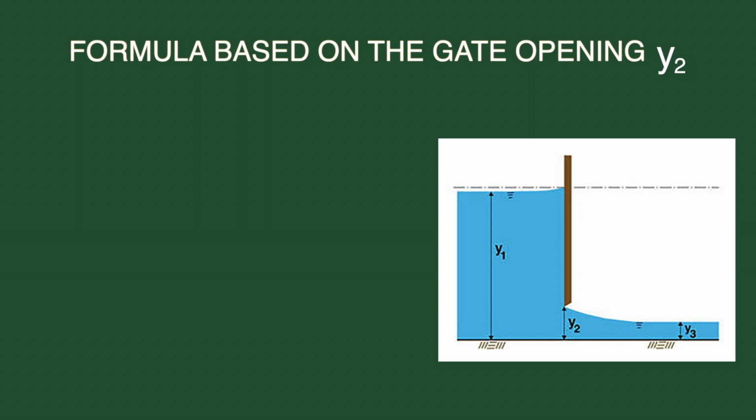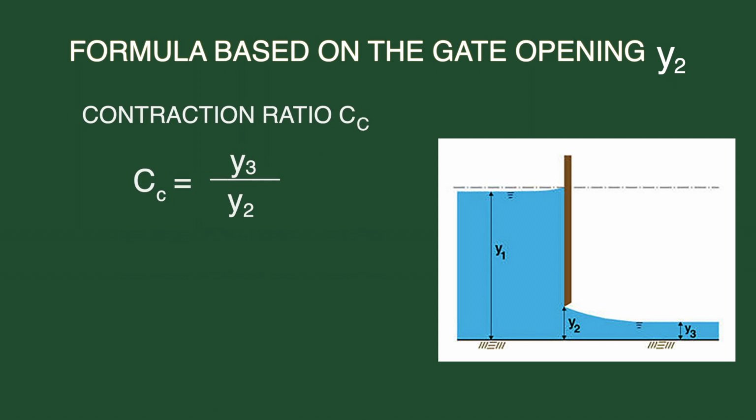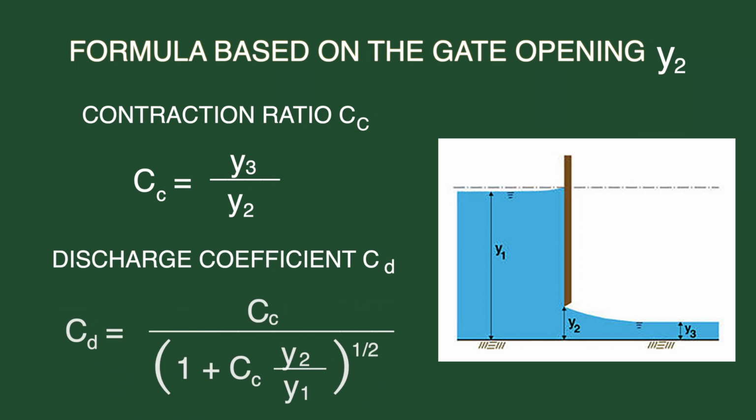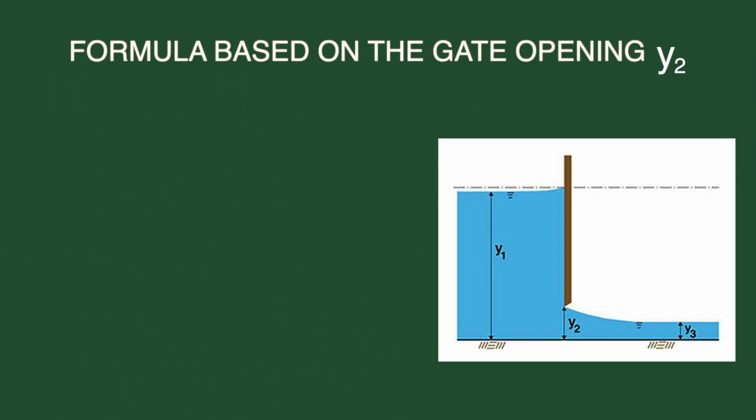For practical purposes, this theoretical formula can be expressed in terms of the gate opening Y sub 2 by defining a contraction ratio C sub C. The discharge coefficient C sub D is. This leads to the following formula for Q.